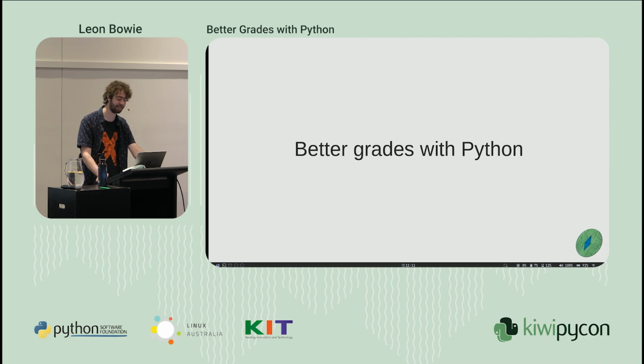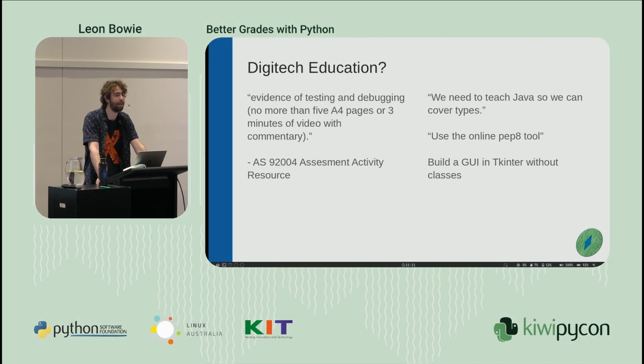I kind of invited you in with better grades. No, we're talking about school. We're talking about this wonderful thing called manual testing tables. Many pages. We're talking about Java because we like types. We're talking about online tools to automatically do formatting and linting because why would we set this up locally? And we're talking about why we should build GUIs in Tkinter without teaching classes, because that sounds like a really easy thing to do.